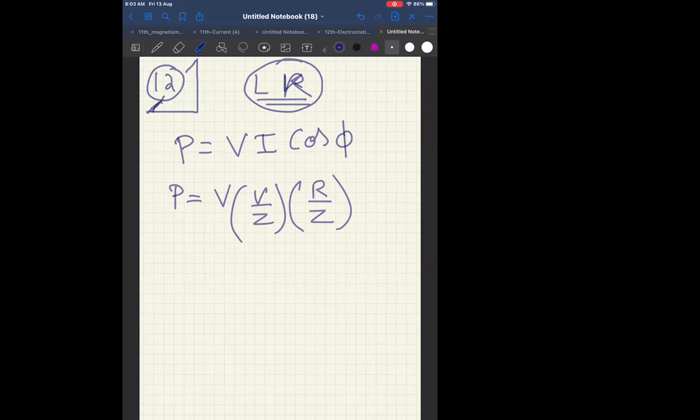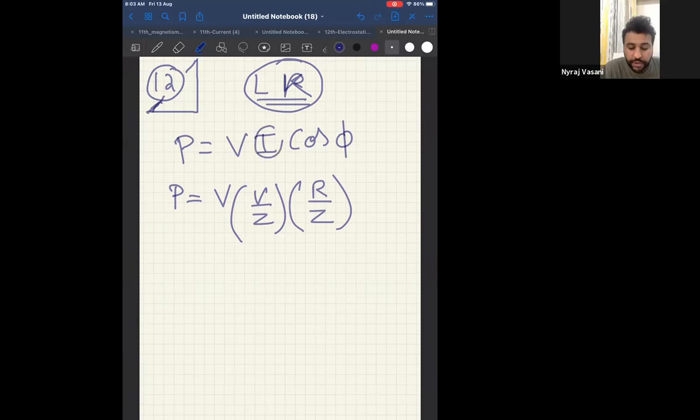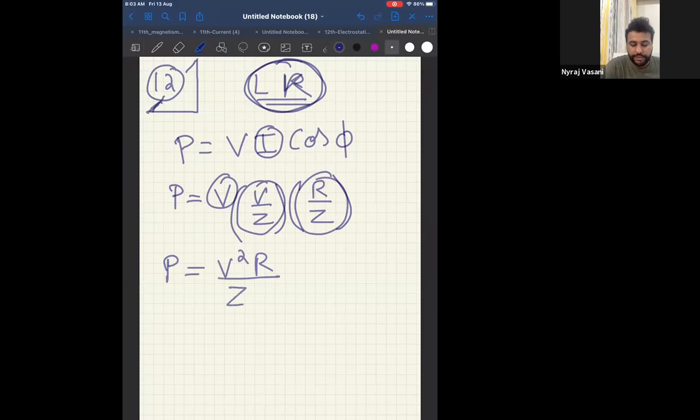Sir, I didn't get why you took V by Z. What is the value for current? The value for current in a circuit is voltage upon opposition. What is the general formula for current in a circuit? Voltage upon opposition. Now, opposition in an LR circuit will be impedance only. Therefore, I can be written as V by Z. V is written as V itself. I is written as V by Z. And cos phi is R by Z. Therefore, power is equal to V square R divided by Z square.